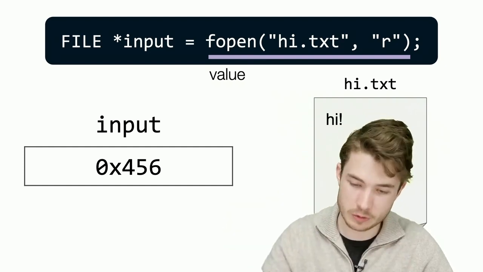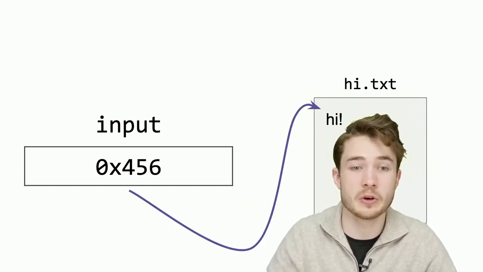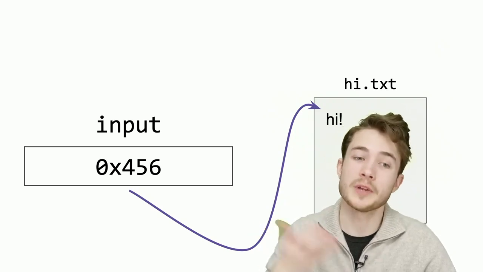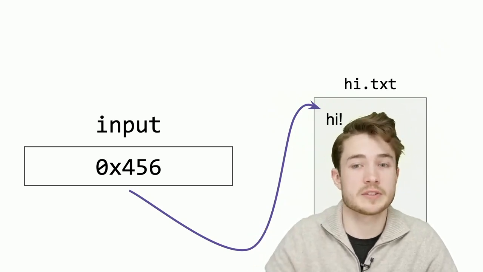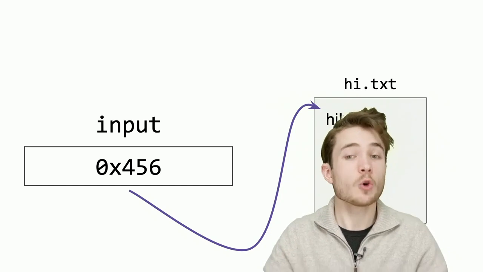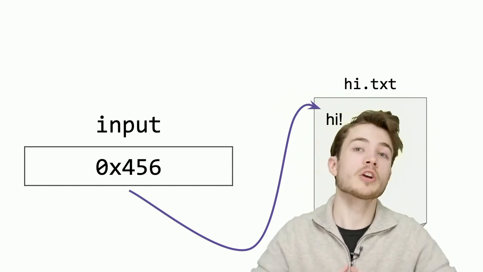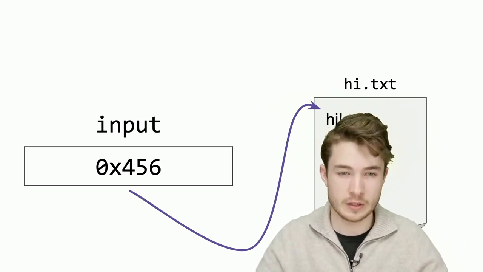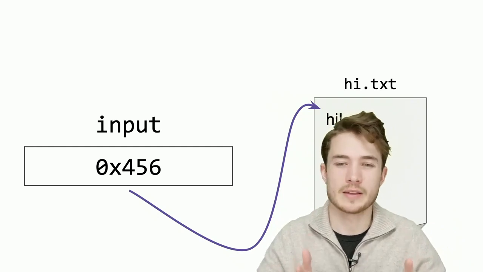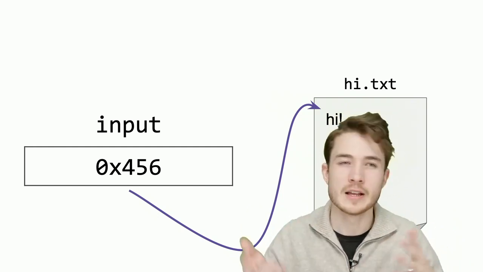Now, this visual here looks a bit like this, where at the end of running this code, we have some variable called input, some pointer that has the address of our file. Now, it's not quite as simple as this. There's more going on underneath the hood. But for now, we can tell a bit of a white lie that input does have roughly the address of this file.